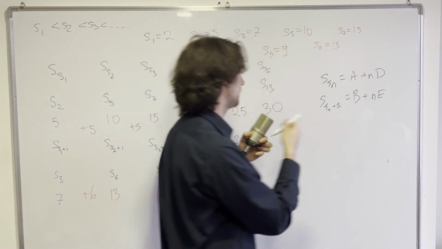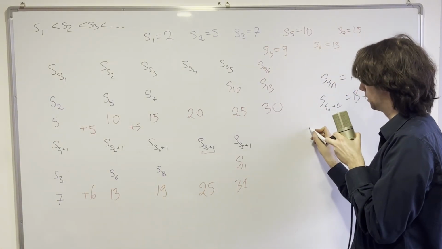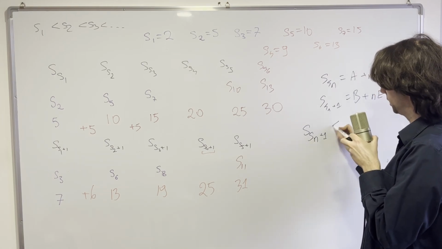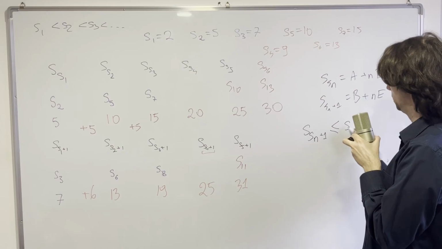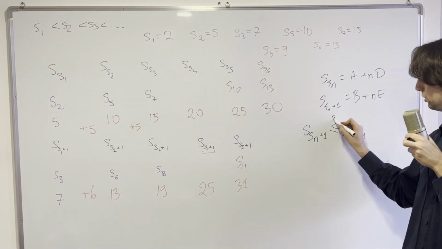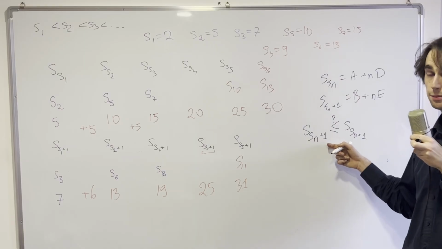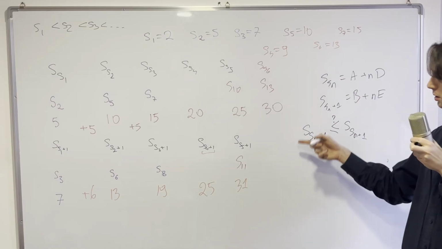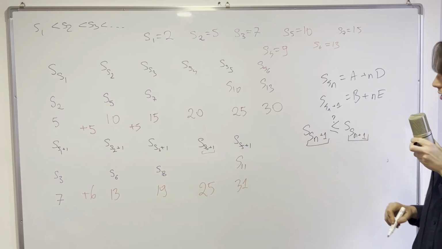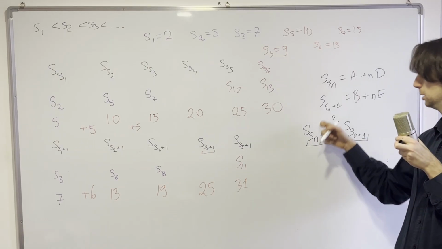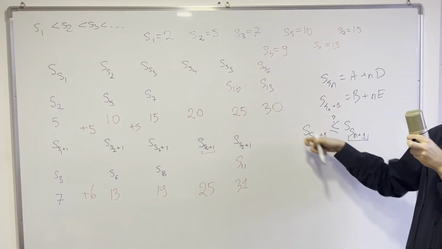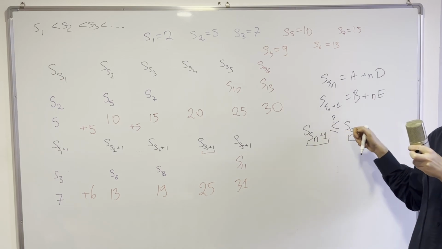Or in other words, we're trying to claim that S(S(n)) plus 1 is going to be less than or equal to S(S(n+1)). But is this true? Pause for 2 minutes to figure that out. And the answer is, well, mind you, the sequence is increasing. So this number is less than or equal to this number, and so S of that number is less than or equal to S of that number.